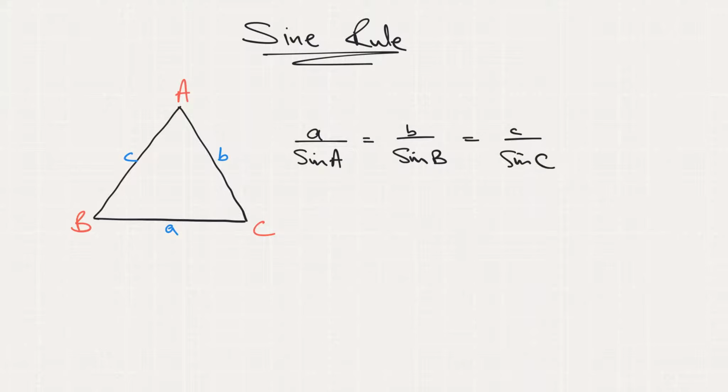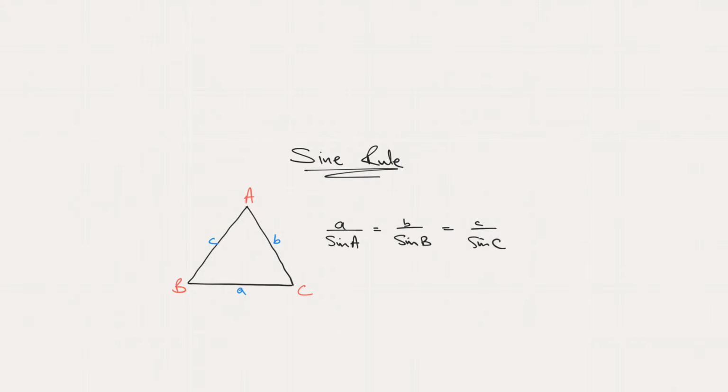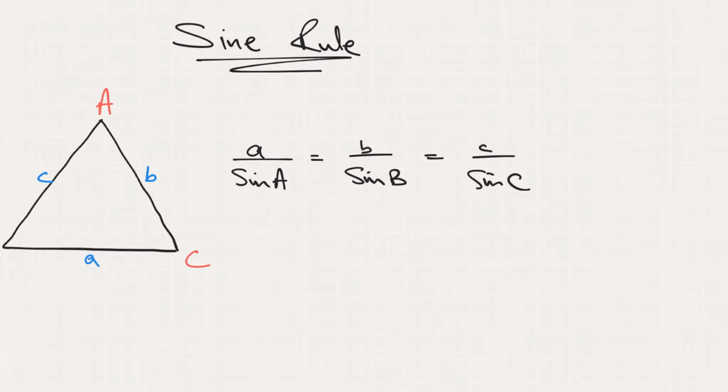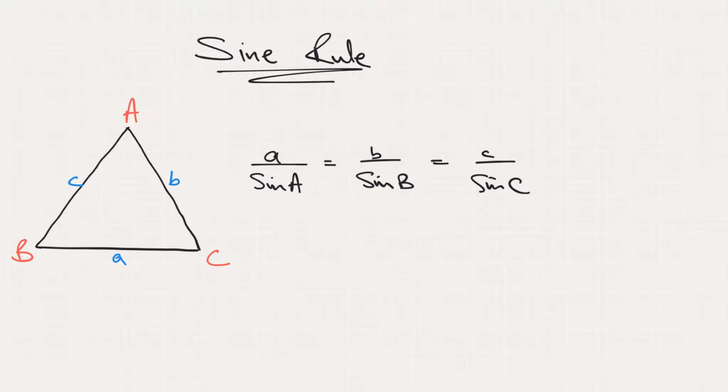It's also important to note when we use the sine rule. We use the sine rule under certain conditions, which I will just jot down here. For example, first of all, you use the sine rule if you are given two sides and an angle opposite one of the sides.